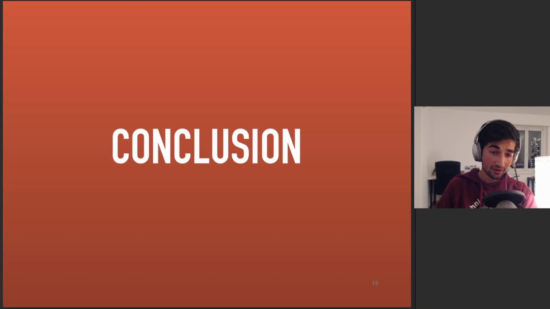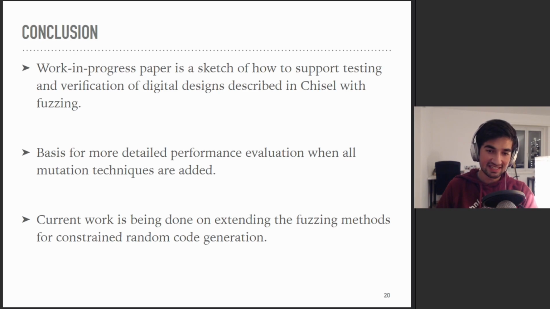In conclusion, the paper we presented is a sketch of how to support testing and verification of digital designs described in Chisel with fuzzing driven by a hardware-centric metric. It's also a basis for a more detailed performance evaluation when all of the mutation techniques have been added. Current work is also being done on extending these fuzzing methods for constrained random code generation.